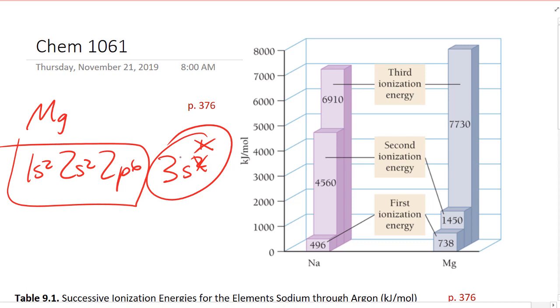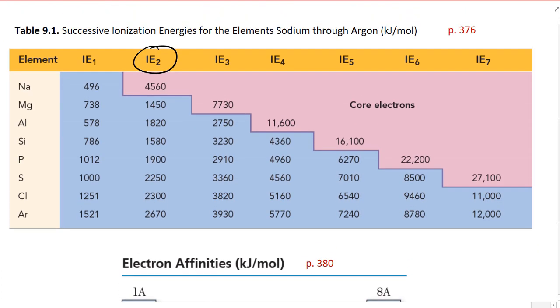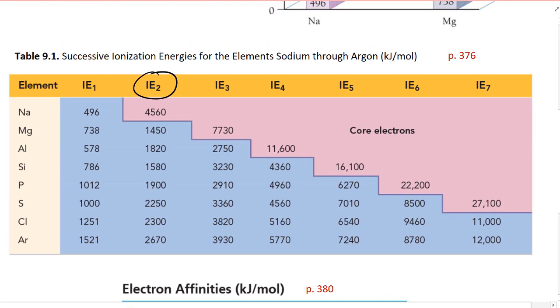So if you were to look at a table of the successive ionization energies for the rest of them, again, you're going to see a big jump when we go from the valence electrons to the core. And again, that's always going to be the biggest jump, when we go from those valence electrons out there to the core. Any questions on those trends?